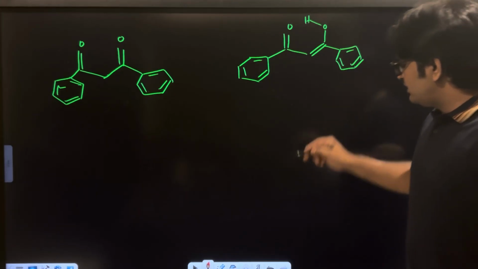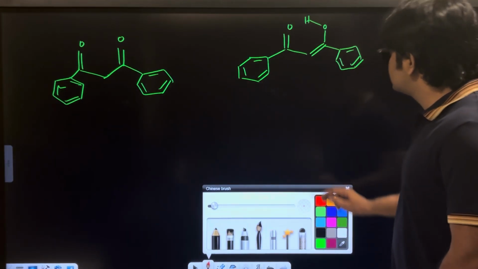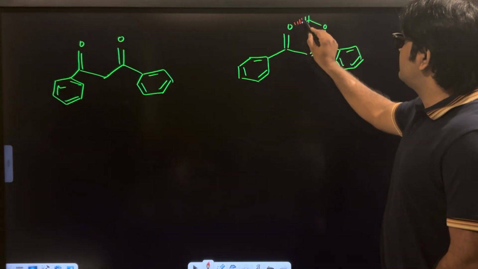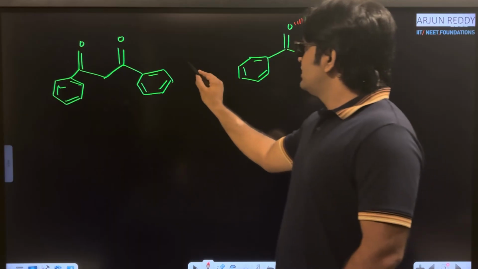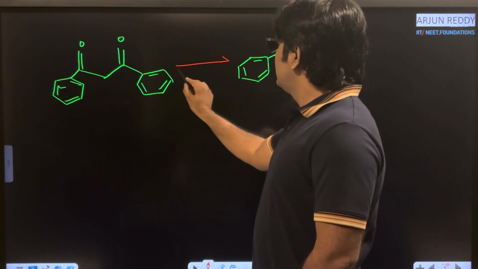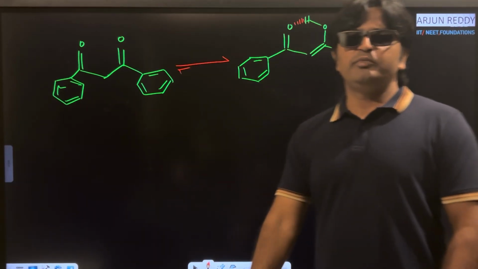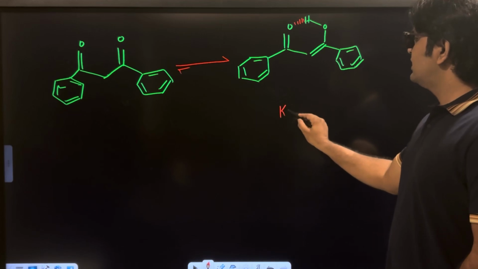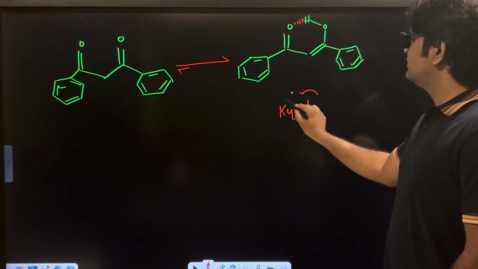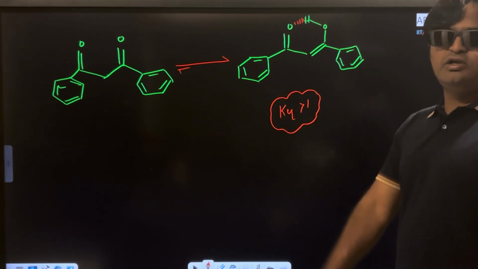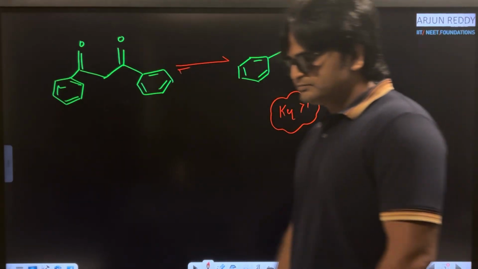And what is the second advantage? Yes, it is also having intramolecular hydrogen bond. That's why at the time of equilibrium, enol content is more when compared to keto form. And what is the equilibrium constant value? Yes, equilibrium constant value greater than 1, right?